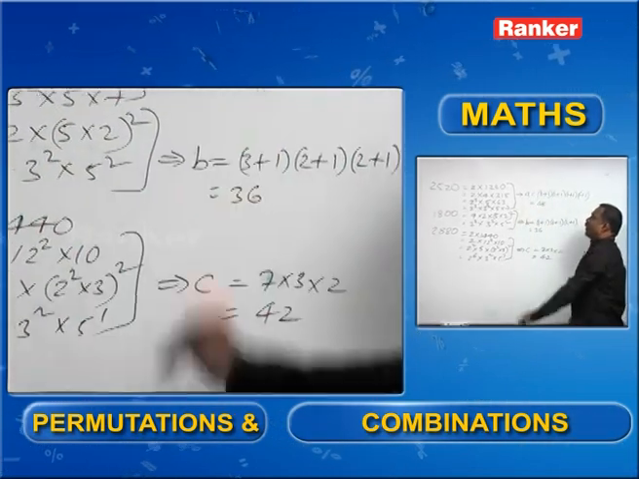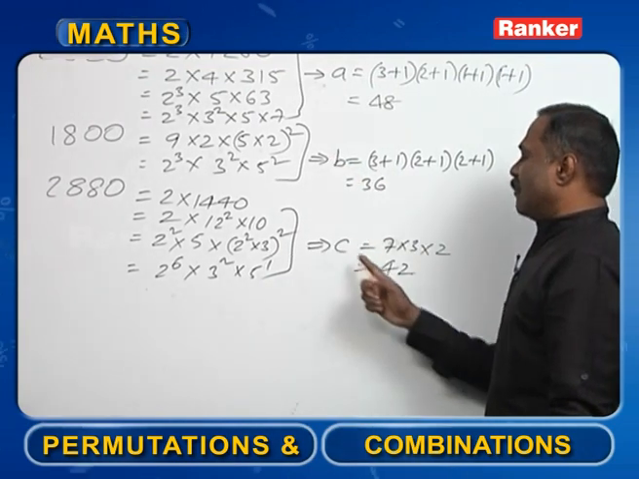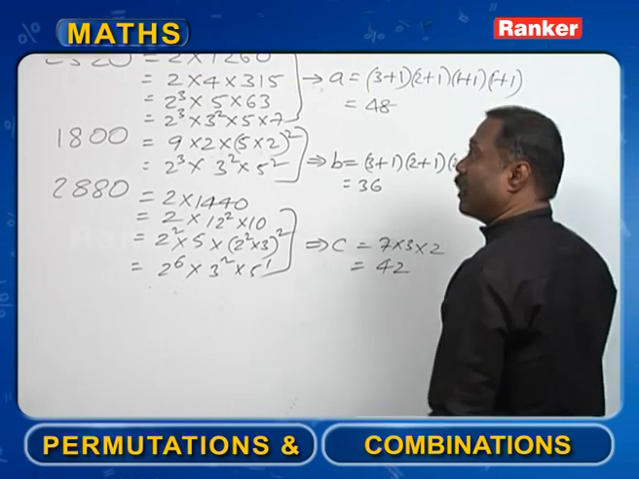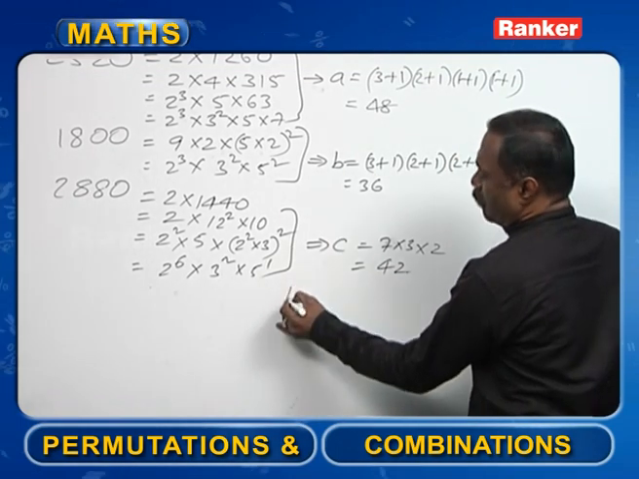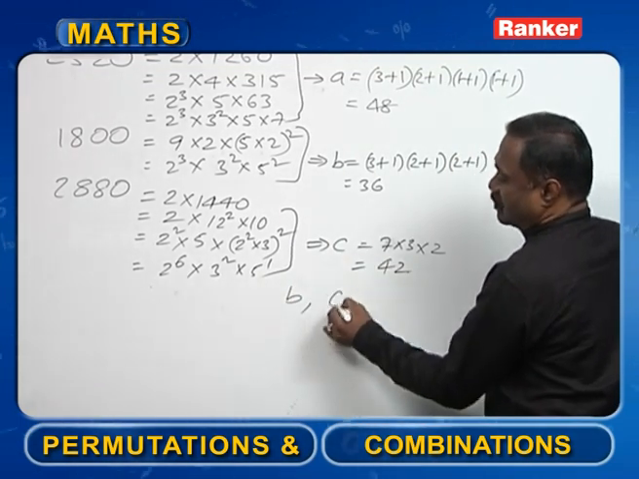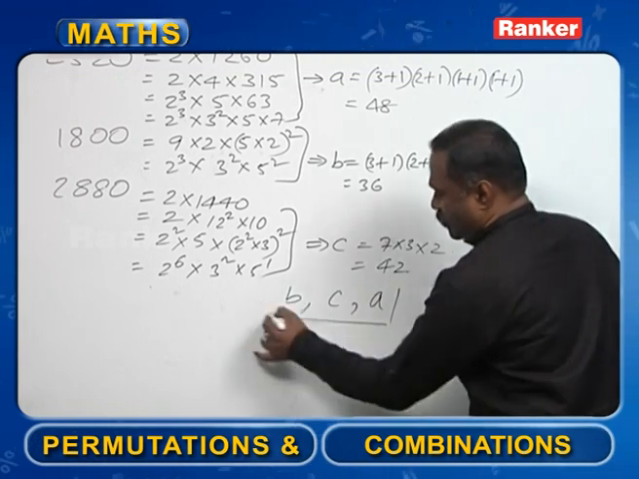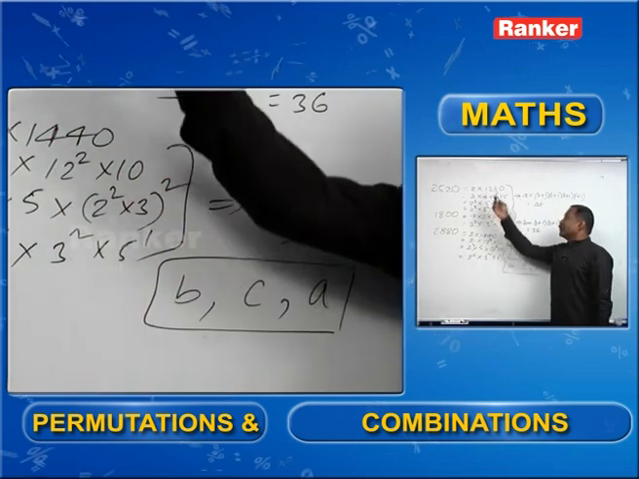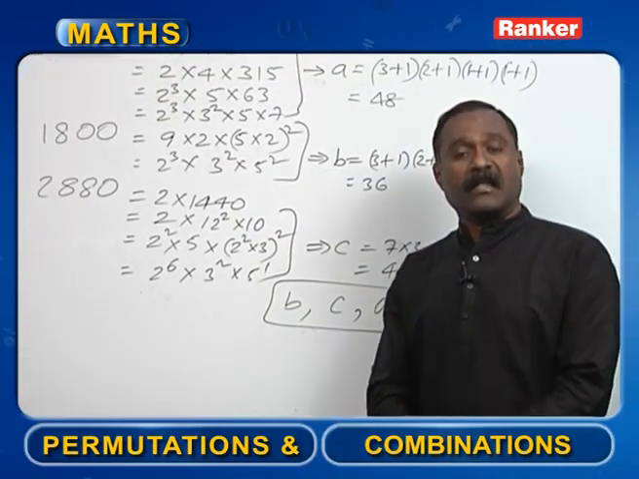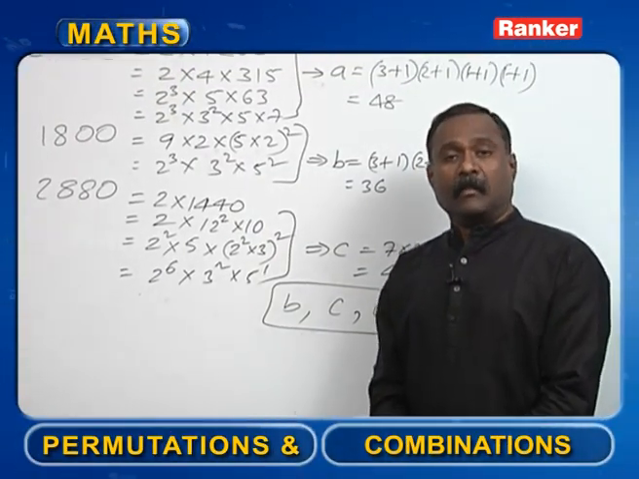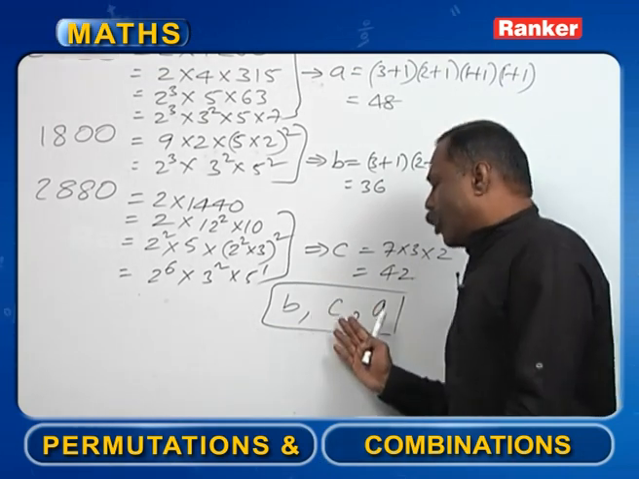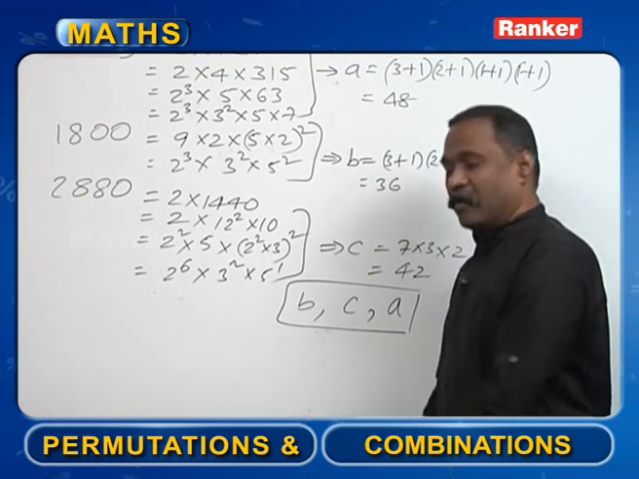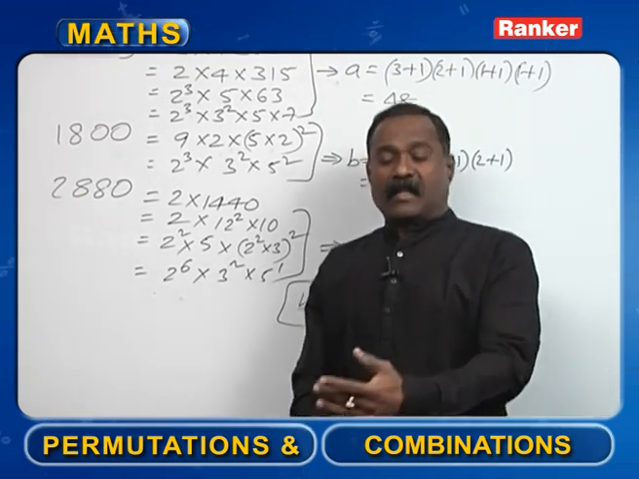Now you can see A value 48, B value 36, C value 42. We need the ascending order of A, B, C. The lower one is B, and the next one is C, next one is A. This should be the answer. So like that, you can find out the number of divisors or factors of a given number. And for this question, the ascending order is asked. We have made it now. Go to the next slide.